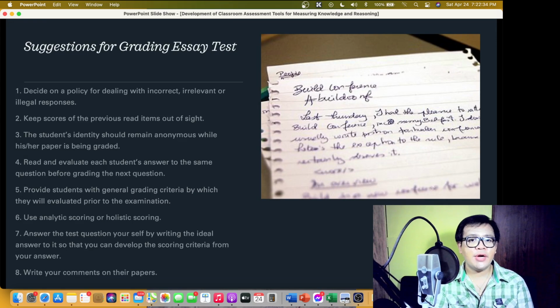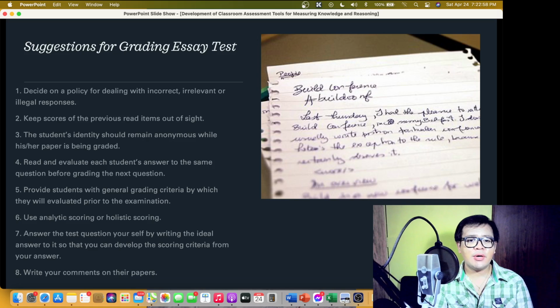So, suggestions for grading essay tests. Design a policy for dealing with incorrect, irrelevant, and illegal responses. Keep scores of the previously read items out of sight. The student should remain anonymous while his or her paper is being graded. Read and evaluate each student's answer to the same question before grading the next question.